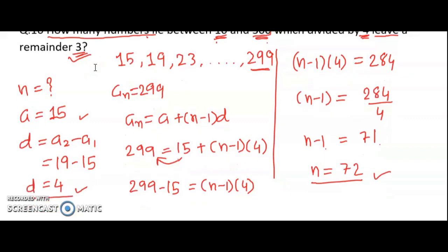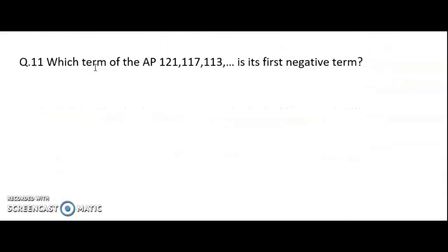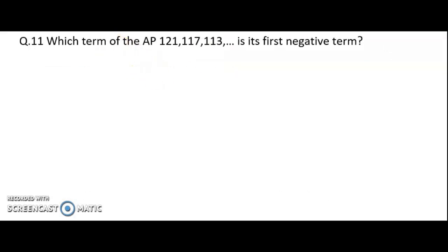Let's move to the next question. Question number 11. Which term of the AP given as 121, 117, 113 and so on will be its first negative term?